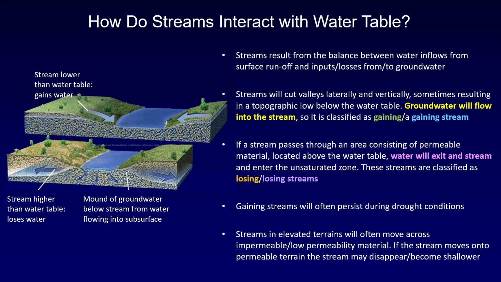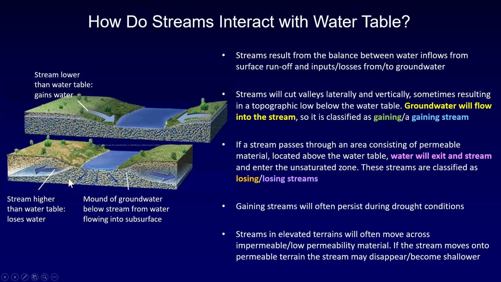Now, there is going to be a reverse situation though, and this is going to occur when you have a stream that passes over an area consisting of permeable material. And this permeable material is located above the water table. So it's part of the unsaturated zone. So in that situation, you are going to have water leaving your river. And so this means your river is going to be a losing stream.